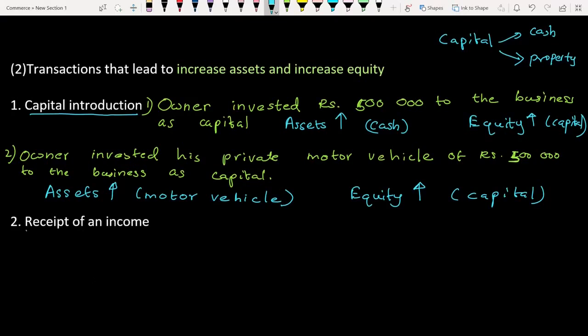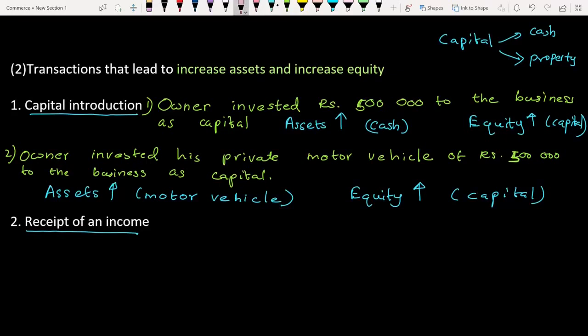Right, another possible transaction that we can write according to this situation is receipt of an income. Now, what if the business receives some income? What are the examples for income? Let's say the business received rent income or interest income or commission income. So let me write the transaction.